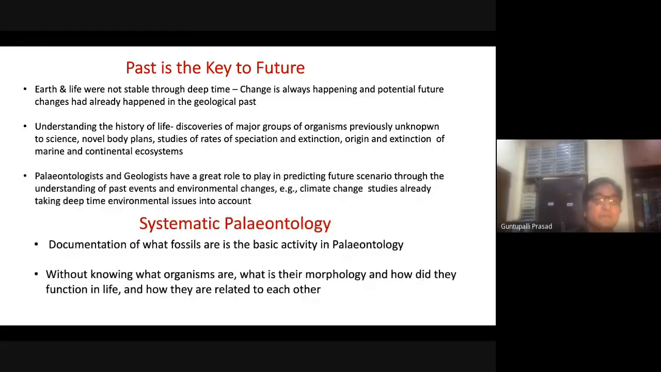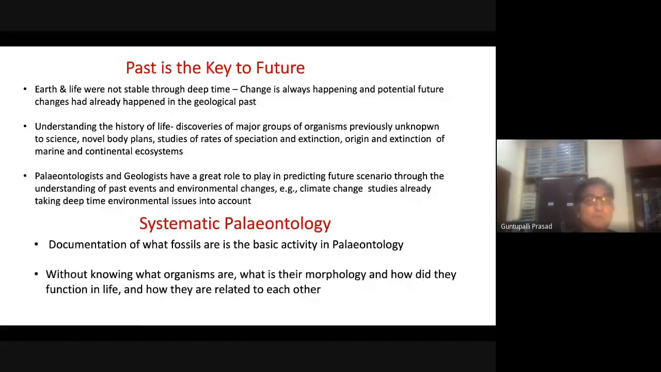Like many of the extinctions. So now we are actually talking about this sixth mass extinction. We had seen several mass extinctions in the past. Already we had five major mass extinctions. So by understanding the causes for these mass extinctions, what are the environmental changes that led to these extinctions, we can actually anticipate some of these possible extinctions in the future.